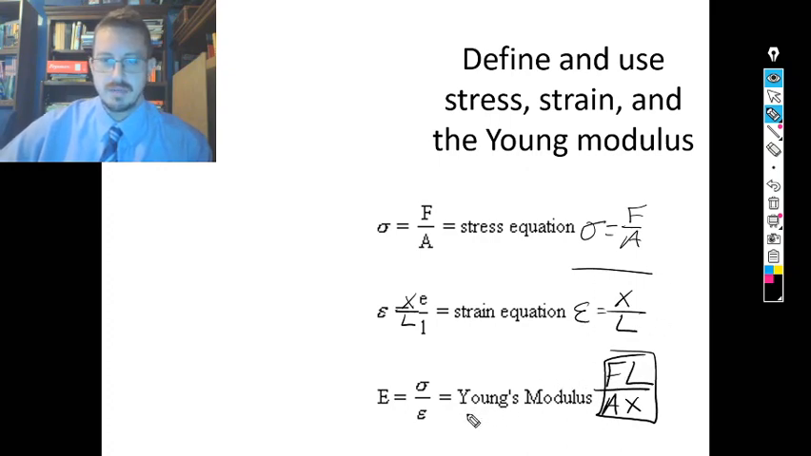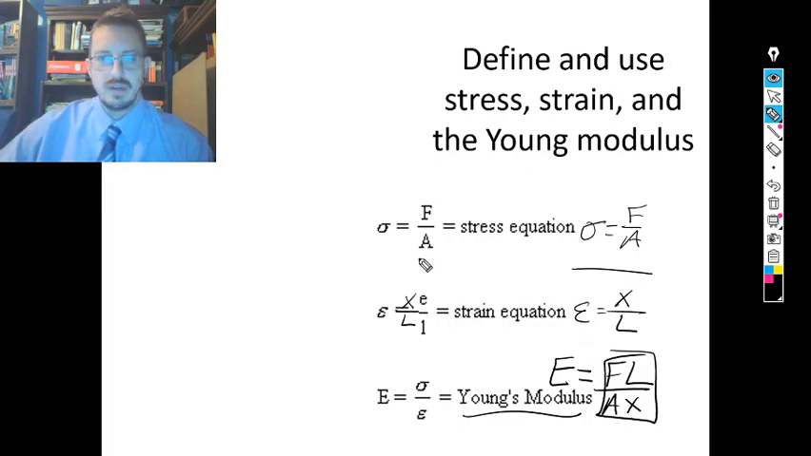Oftentimes in problems with Young modulus we'll be given enough information that we'll have to substitute it in like this, and we'll be solving for one of the other quantities. So just keeping one form of this equation in mind, Young modulus E equals FL over AX, we can always rewrite this to make the thing we want to solve for the subject.